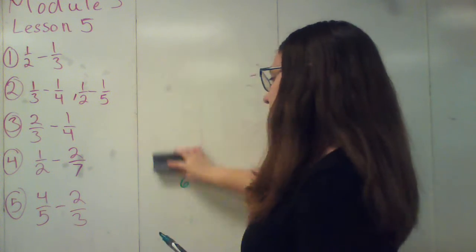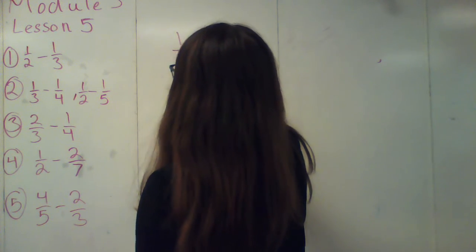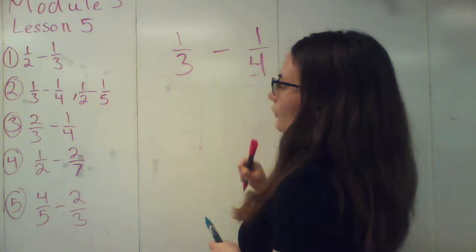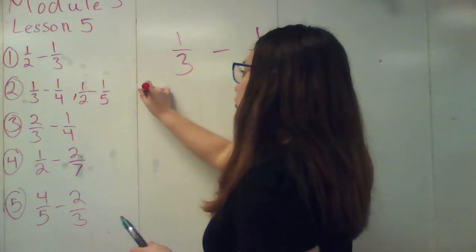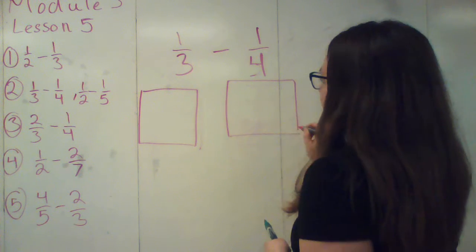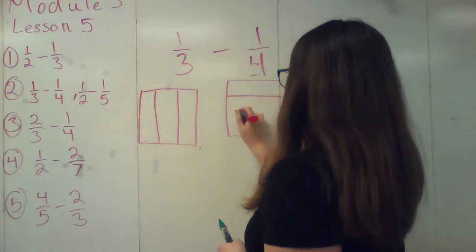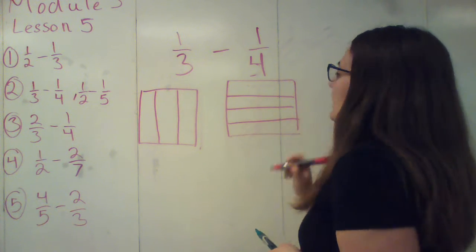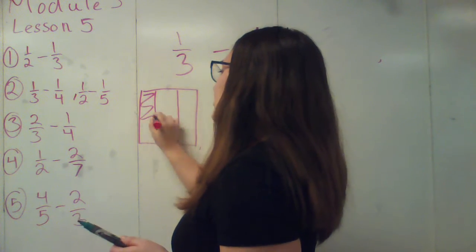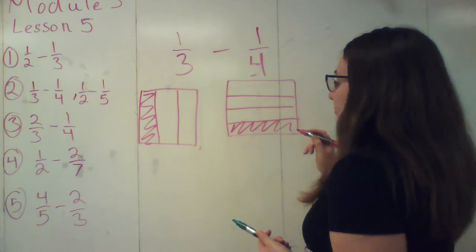Again, you can follow along with me on this one. So I have 1/3 minus 1/4. So just like always, I'll show my model for thirds and then fourths. So I cut this one into thirds, and then I'll cut this one into fourths. And then I just need to make sure that I shade in each part. So I have 1/3, so that means I shade in 1 box. And I have 1/4, so I shade in 1 of my 4 pieces.